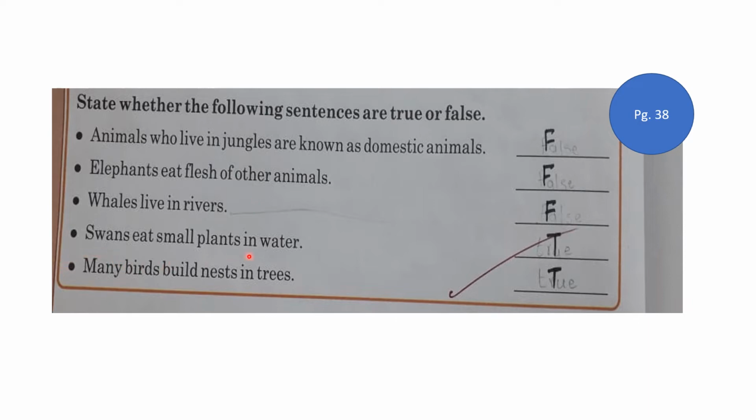Swans eat small plants in water. Now this is true. Their food is basically small plants that are grown in water. So write true in front of this sentence. The last one is many birds build nests in trees. This too is very true. Many birds do build their nests in trees, so we will write true in front of this sentence.